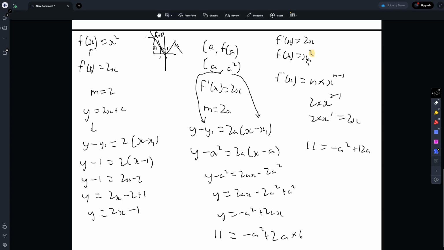And now from here, it is just, what's it called? Quadratic equation. It's just a quadratic equation. I think I can solve it like this. If I just take the negative out, a squared minus 12a plus 11, a squared plus 11 minus 12a, a minus 11, a minus 1. So a equals 11 and 1.